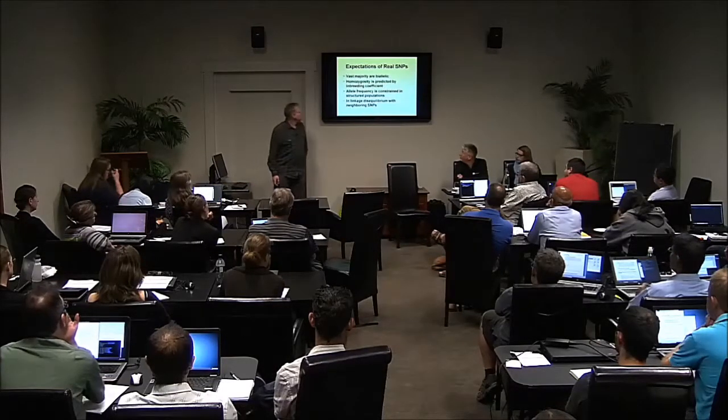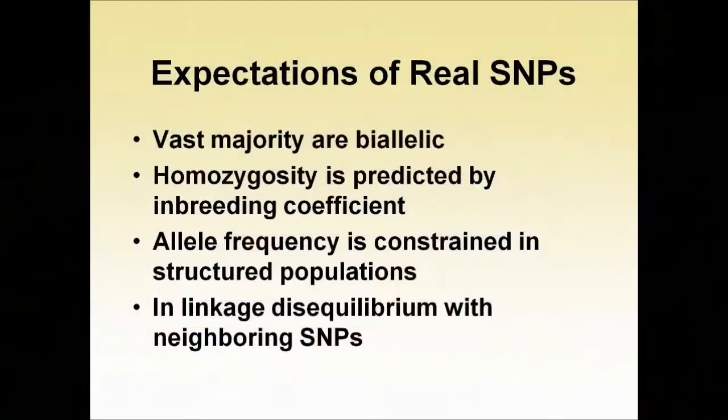Okay, so what do we expect for real SNPs? At least in maize, we expect the vast majority of the SNPs to be biallelic, so we use that. We get so many biallelic, we don't worry about triallelic stuff. And we expect that homozygosity will be predicted by the inbreeding coefficient, and we have lots of inbred lines in maize, so we use that to help us filter the SNPs.